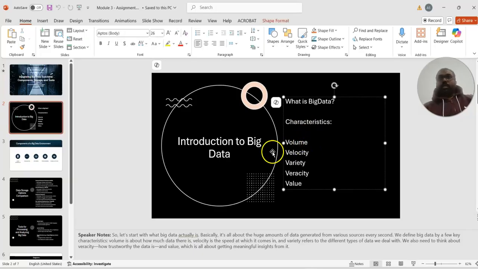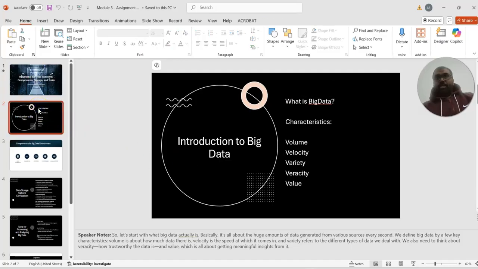The first is volume. Volume is something that we all know. It's how much data is coming. Next is velocity. Velocity is how fast the data is coming. The next is variety, which is what type of data we are dealing with.